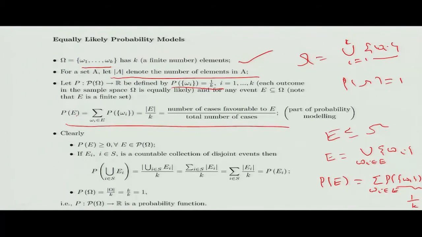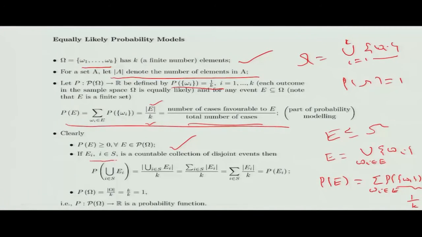So the probability of any event E is the same as the number of elements in E divided by K, which is coming from here. Now we call mod of E the number of cases which are favorable to E, and K is the total number of cases. Now this is clearly a probability function because P of E is greater than or equal to 0, because P of E is a number divided by a number, so it is greater than or equal to 0.